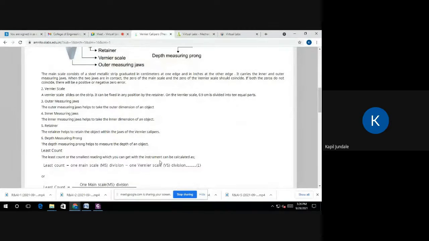Next, they have given details related to the vernier scale. Now, the vernier scale slides on a strip. It can be fixed in any position by the retainer.